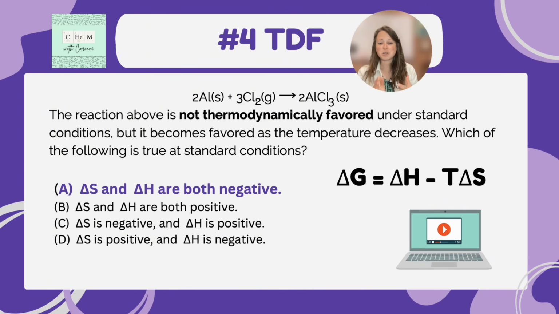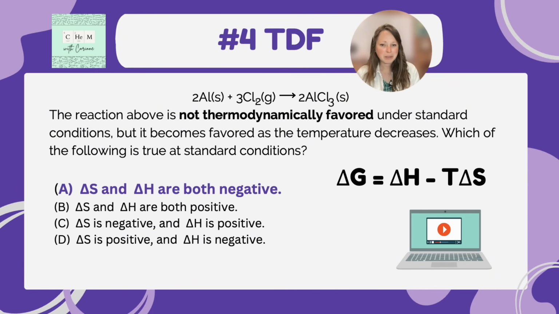So what I would do in a situation like this is I would cross out answers that are very wrong. So we know that if S is negative and H is positive, those are both opposite of TDF conditions, right? That is never favorable at any temperature. And then if delta S is positive and delta H is negative, that would be thermodynamically favored at all temperatures. So that leaves us between A and B.